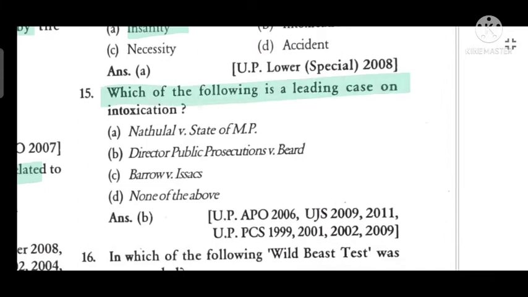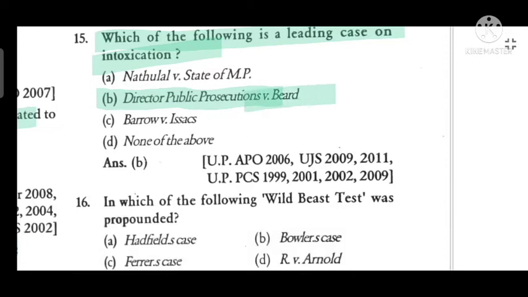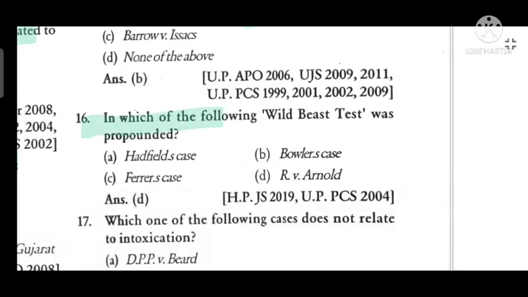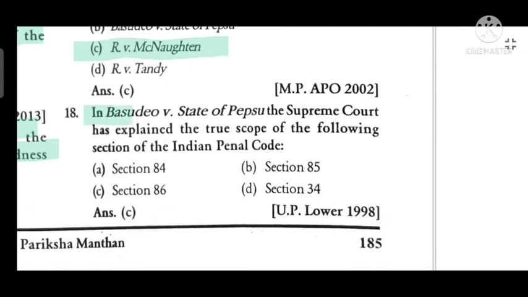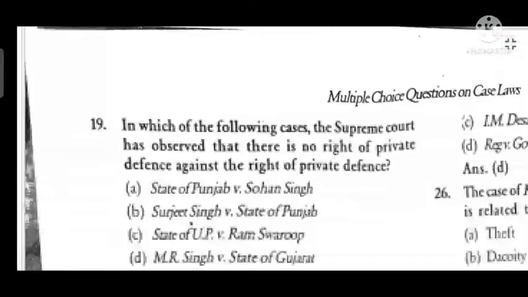Which one of the following is a leading case of intoxication? Director of Public Prosecutions versus Beard. In which one of the following was the wild beast test applied? R versus Arnold. Which one of the following cases does not relate to intoxication? R versus M'Naghten. In Basudev versus State of PEPSU, the Supreme Court has explained the true scope of the following section of IPC: section 86.